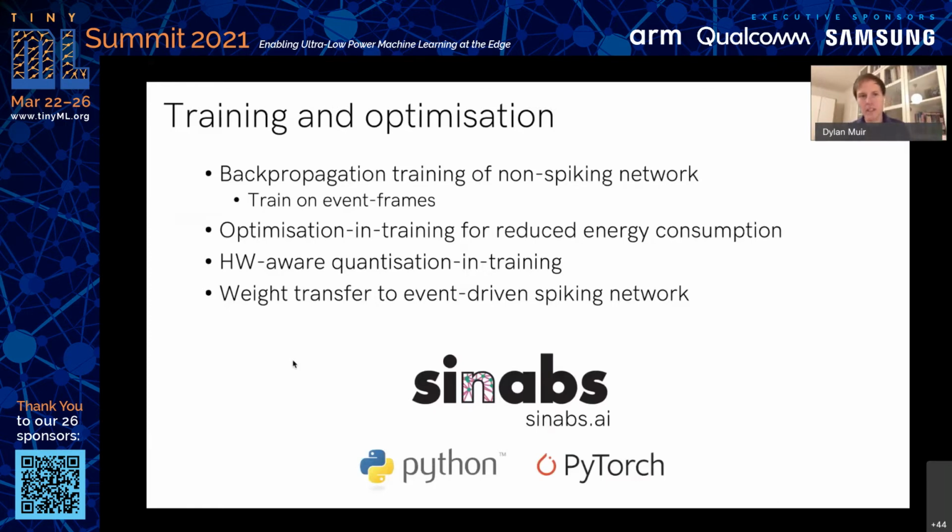We can perform optimization in training to make sure the energy consumption is low. We perform hardware-aware quantization in training. Then in our library, we can do weight transfer to the event-driven spiking architecture. This can be tested in simulation and then pushed down and deployed onto our development kit, onto our hardware.